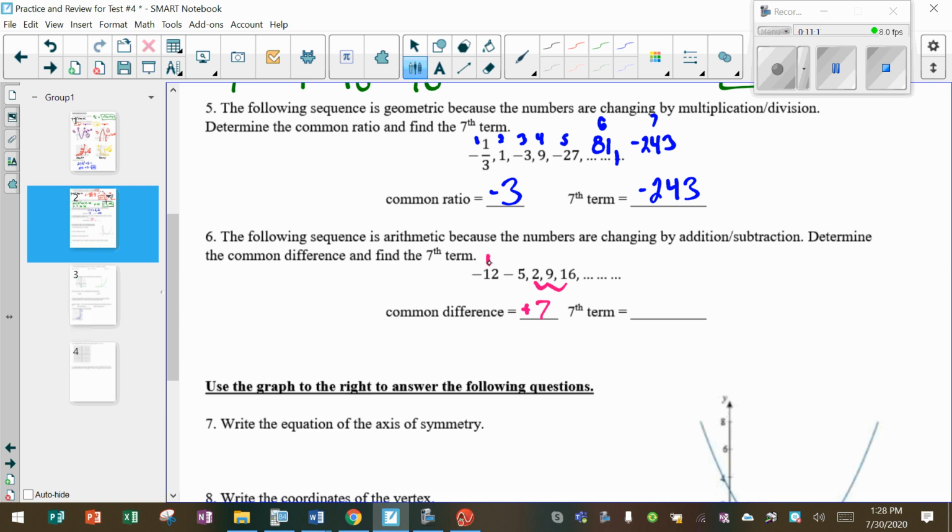The negative 12 is term number 1, and then the negative 5 is term number 2, and then the 2 is the 3rd term, the 9 is the 4th term, the 16 is the 5th term. 16 plus 7 is 23, that's the 6th term, and 23 plus 7 is 30 for our 7th term.